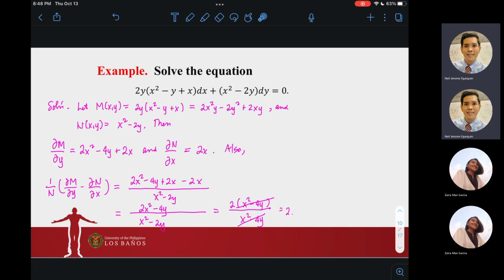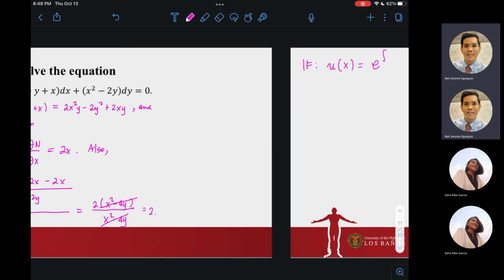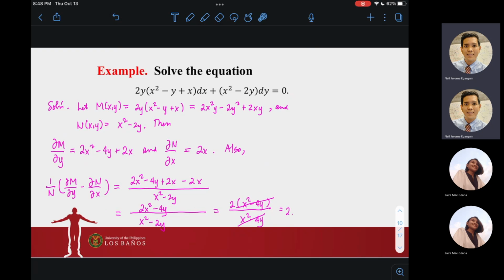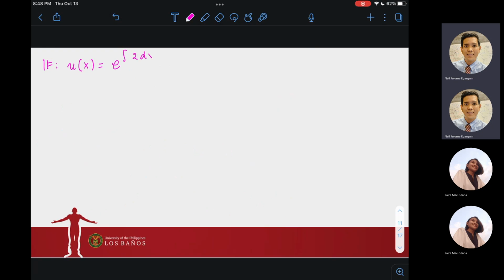So, ibig sabihin, wala siyang variable na y, so pwede ko itong gamitin as integrating factor. Okay? Kasi nga, wala siyang y na involved. So, mas madali yung if natin para dito. So, thus, our integrating factor is a function of x alone. It is e to the integral of our simplified expression kanina, which is simply 2. Okay. Tapos, with respect to x.